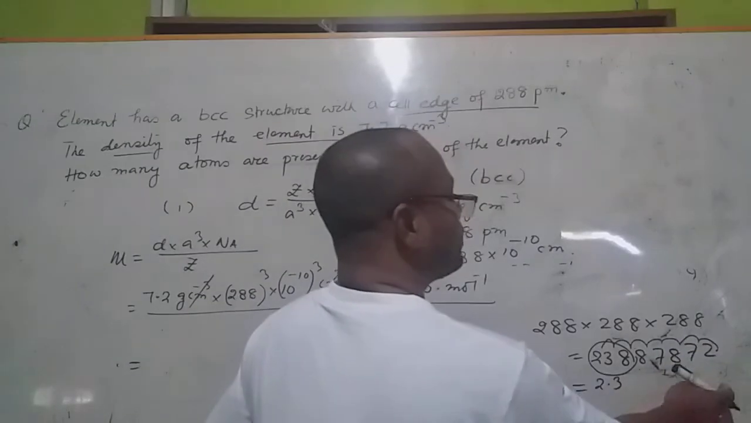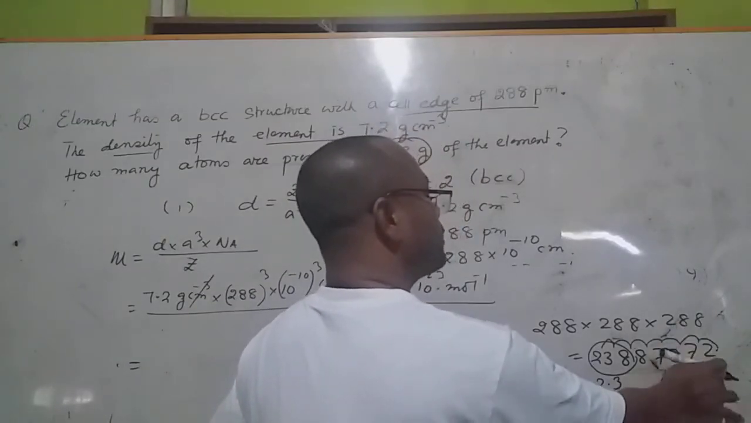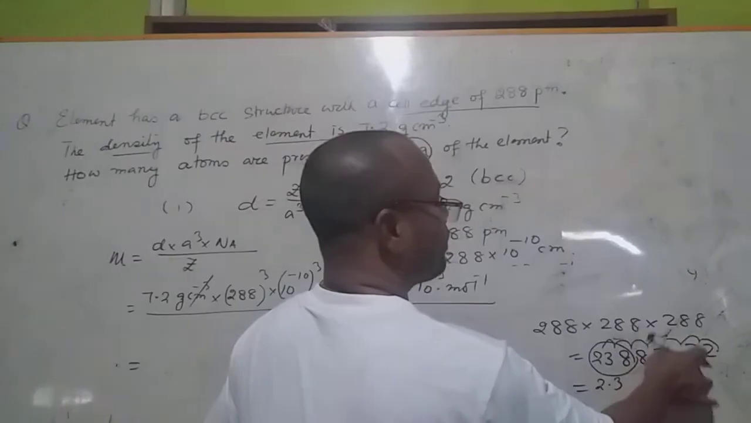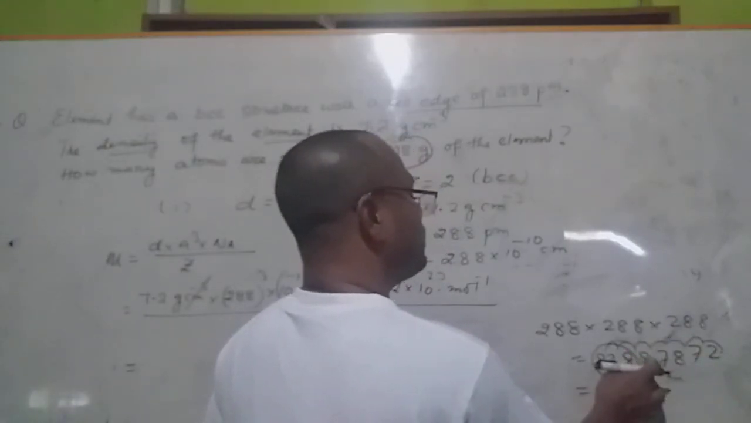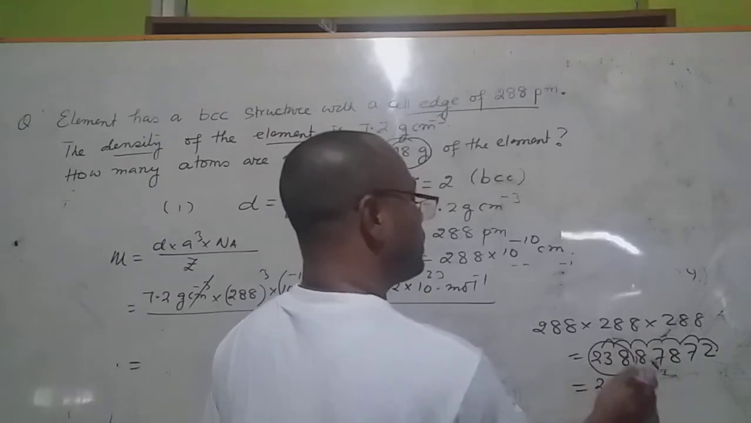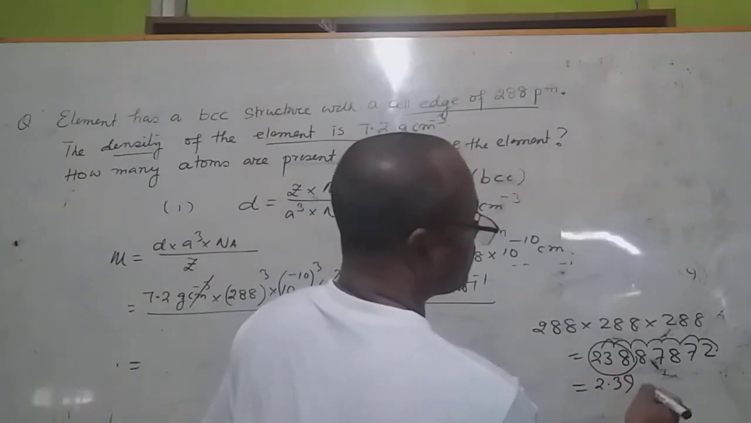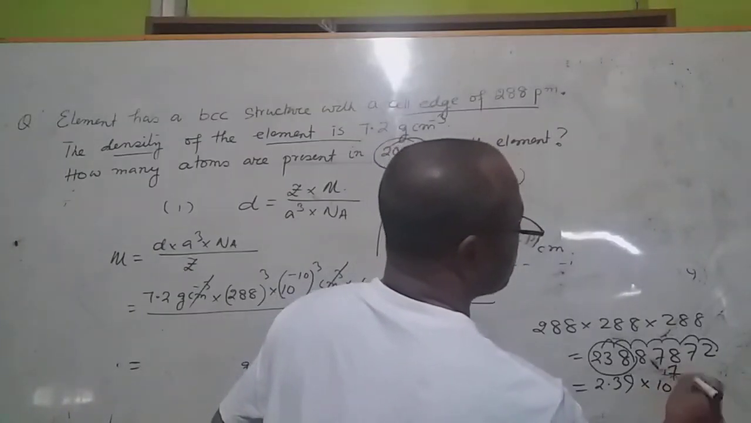When we round up, it should remain 7. When we round up 7, it should be 9. When we round up 9, it should be 8. When we round up 8, it should be 9. And when we round up, this should be 9. So that means I write 2.39 into 10 to the power 7.